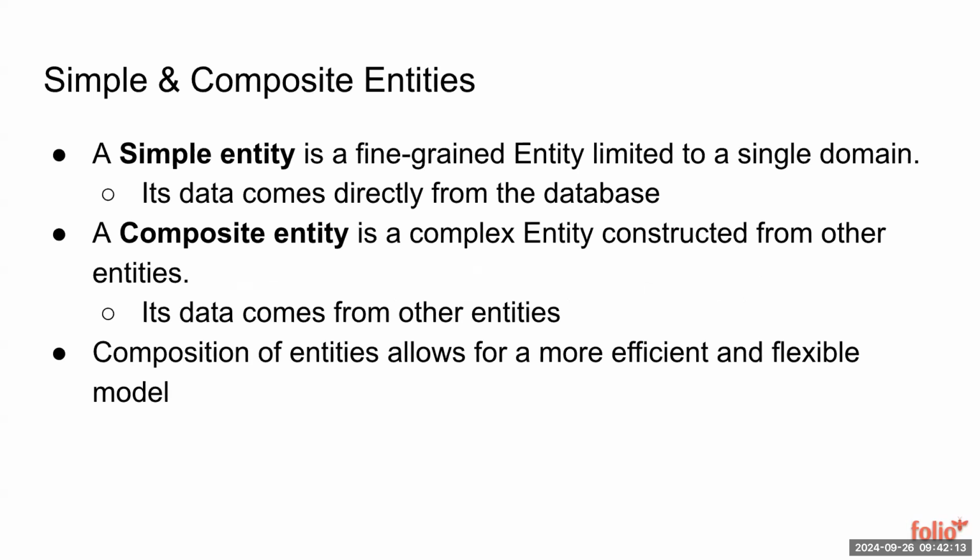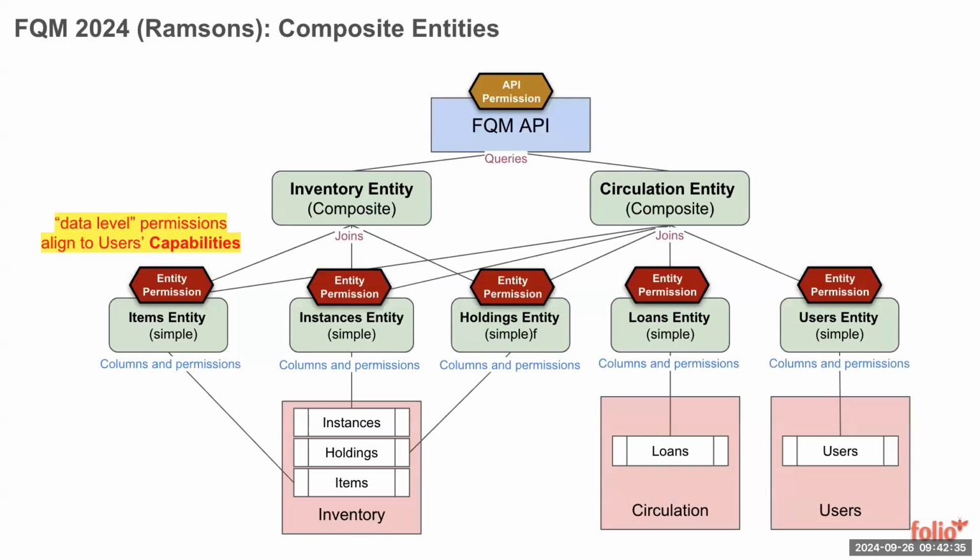Okay, so the next big development, and this is a big one, is the concept of composite entities. So the definition is that a simple entity is something that is constructed from data that comes directly from the database. A composite entity gets its data from other entities. It's composed of other entities, whether they're simple or composite. And this is a tremendous building block.